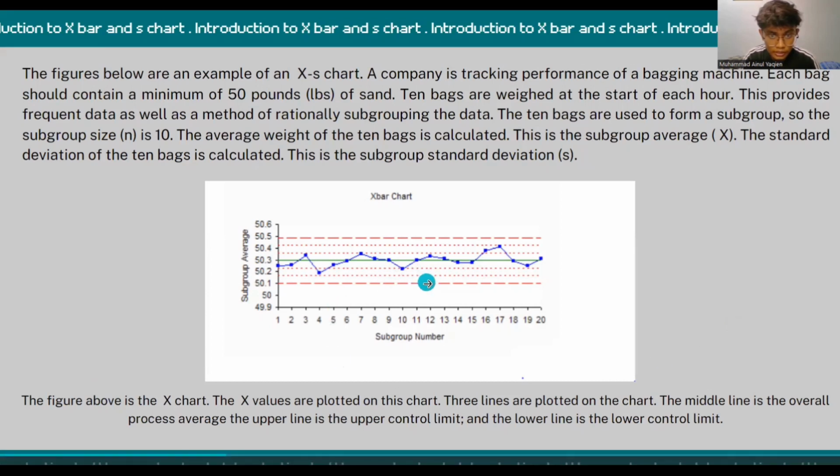So this is an X bar chart. The values are plotted on this chart. 3 lines are plotted on the chart. The middle line is the overall process average. The upper line is the upper control limit, and the lower line is the lower control limit. To build the X bar chart, our team member Hidayah will explain later.